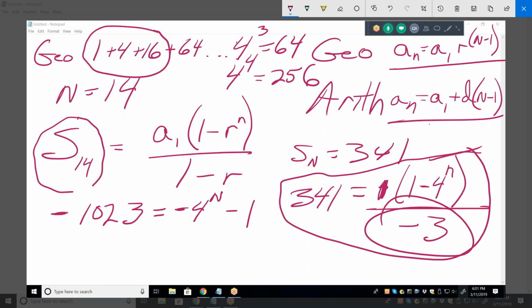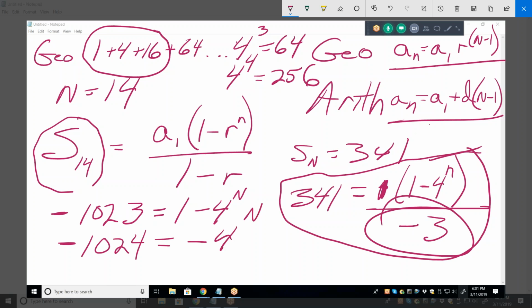I don't necessarily have to do it. You know, I don't need to be tricky here. Let's just write it as it's written. 1 minus 4n, 4 to the n. Okay. Now let's move that 1 over. Makes it 1024. And that's equal to negative 4 to the n. I can divide both sides by minus 1.